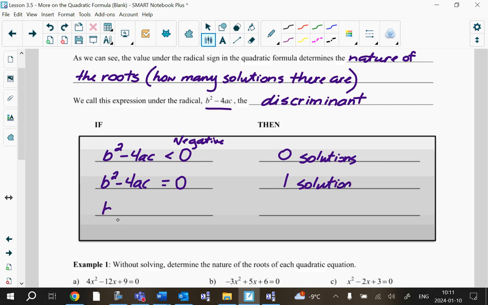If you calculate that b squared minus 4ac and it is greater than zero, in other words, it is a positive number, there will always be two solutions. They may be two rational numbers, they may have square roots in them, but there's two of them. So this is really the meat of the lesson right here. If you're asked to find the nature of the roots or how many solutions there are, use this part of the quadratic formula, figure out which one of these it is, and that will tell you how many solutions there are.